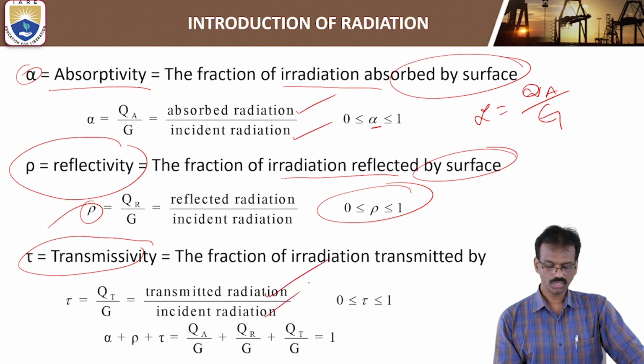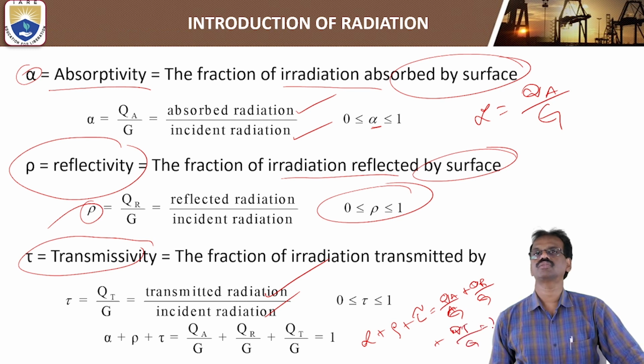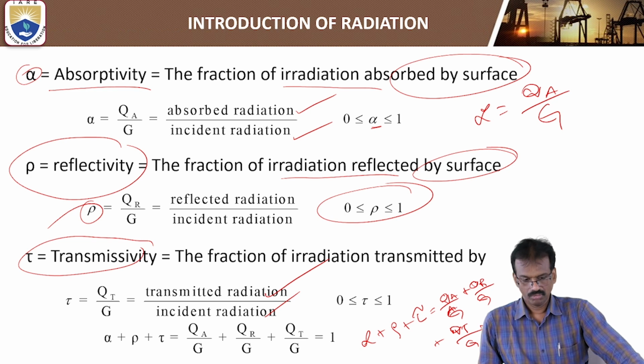So total alpha plus rho plus tau is equal to QA by G plus QR by G plus QT by G. So total is equal to 1. You know that one.